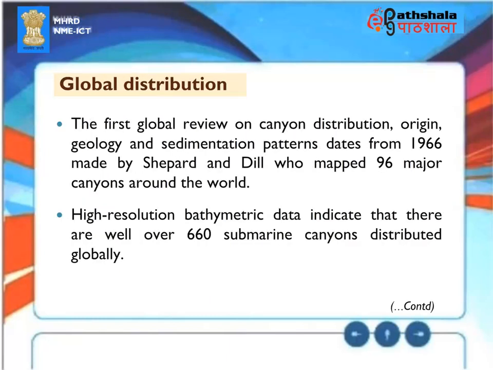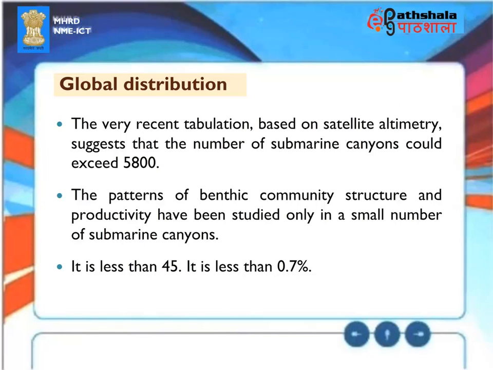Global distribution. The first global review on canyon distribution, origin, geology, and sedimentation patterns dates from 1966, made by Shepard and Dill, who mapped 96 major canyons around the world. High-resolution bathymetric data indicate that there are well over 660 submarine canyons distributed globally. The very recent tabulation, based on satellite altimetry, suggests that the number of submarine canyons could exceed 5,800. The patterns of benthic community structure and productivity have been studied only in a small number of submarine canyons. It is less than 45, which is less than 0.7%.